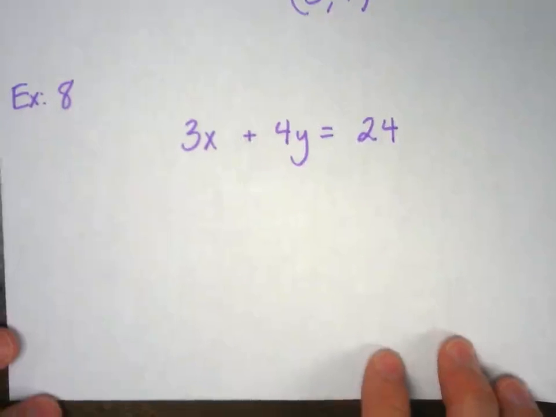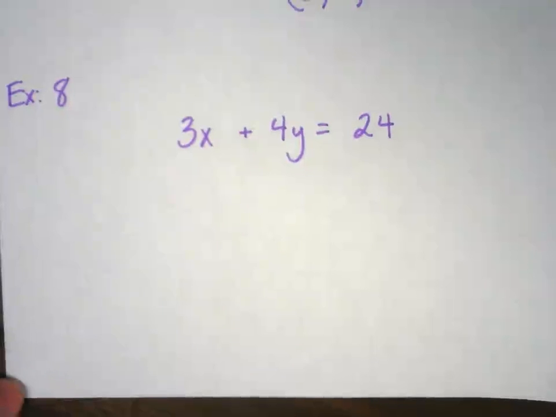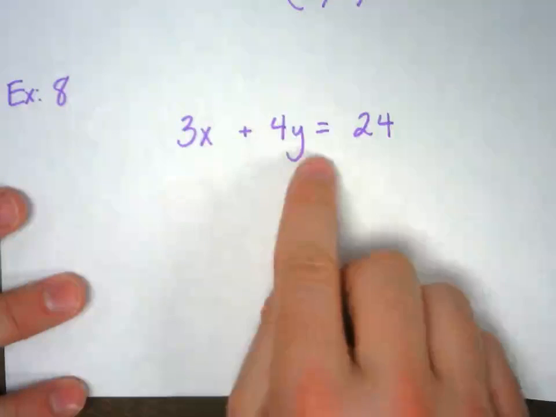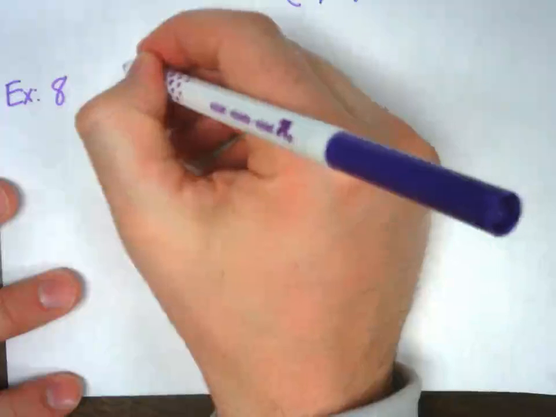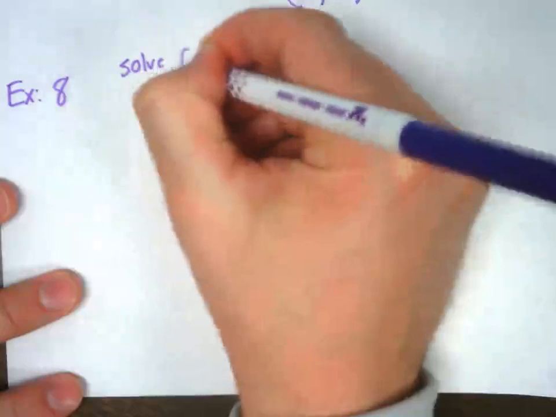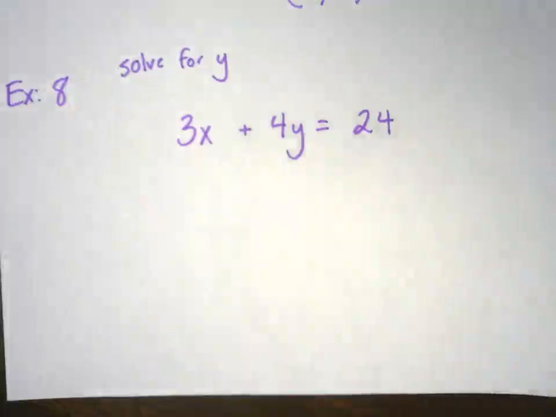All right, next example is number 8. Again, very similar to the question like number 8 on the quiz on Friday. Now, what we're looking at is we have 3x plus 4y equals 24. And essentially what we need to solve for, it's going to say in the stem of it, solve for y. So we're going to solve for y.